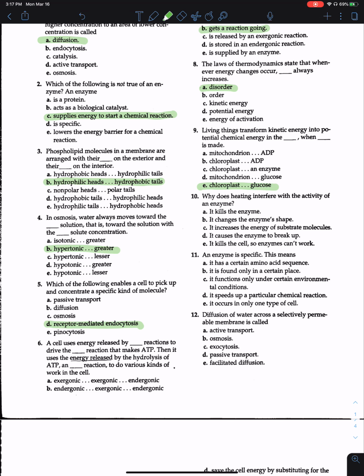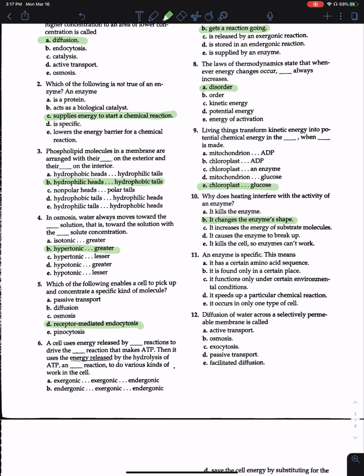For number 10, why does heating interfere with the activity of an enzyme? This is an interesting question, one we didn't explicitly talk about in class. Answer here is B. What can happen when you heat an enzyme? You can do this in the lab if you want. You could literally take enzymes and put them on a stove, right? But your body does this as well. If you think about it, your body temperature increases when you get sick and stuff like that.